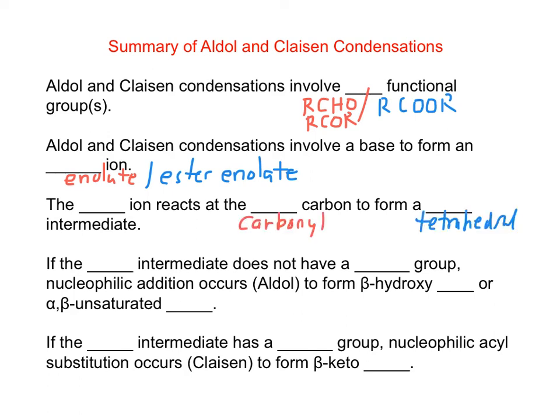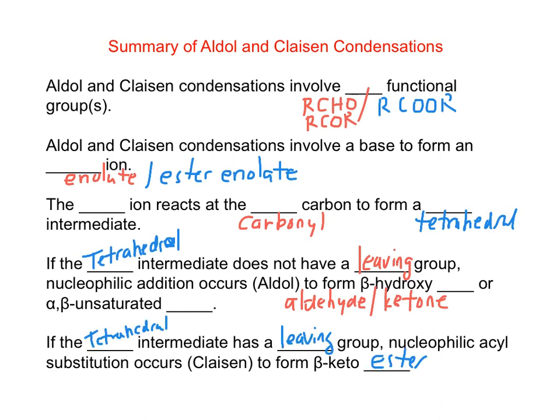So the enolate or ester enolate ion reacts at the carbonyl carbon to form a tetrahedral intermediate. So if the tetrahedral intermediate does not have a leaving group, nucleophilic addition occurs to form a beta hydroxyaldehyde or ketone, or alpha-beta unsaturated aldehyde or ketone. So that's the aldol condensation reaction. If the tetrahedral intermediate has a leaving group, nucleophilic acyl substitution occurs to form a beta ketoester. So that's the Claisen condensation reaction. So remember, look for that leaving group in the tetrahedral intermediate.